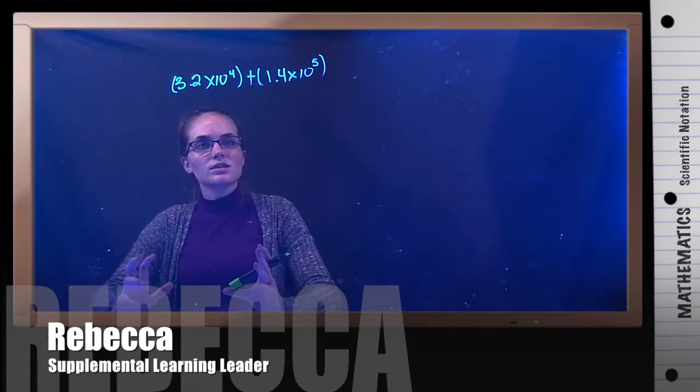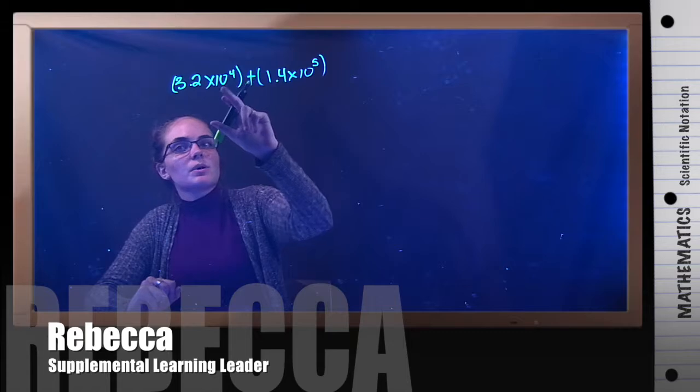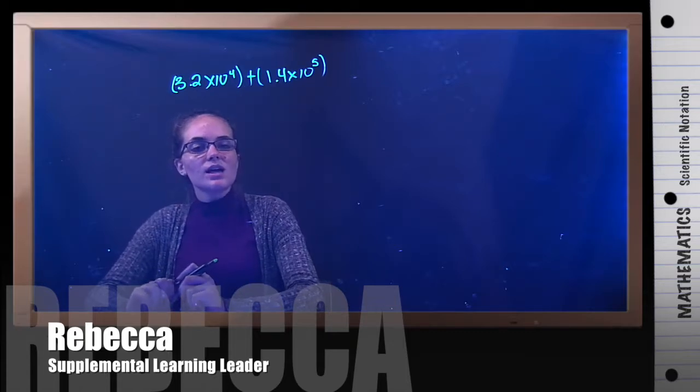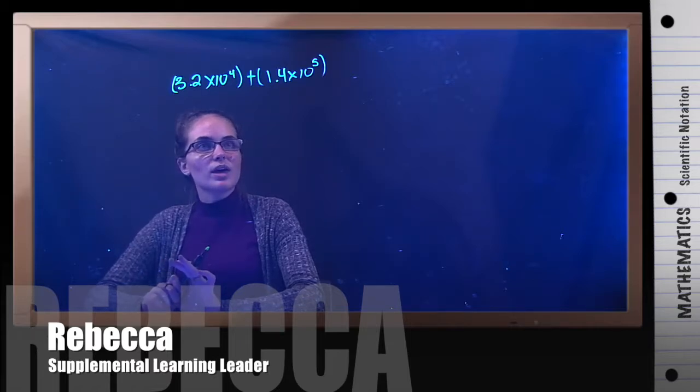Now, in order to add these, the first thing we need to make sure is that they have the same exponent. Now, these two don't have the same exponent. So what that means is that we have to change them so that they are the same exponent. It's the same thing as combining like terms. You can't combine them if they don't have the same exponent.